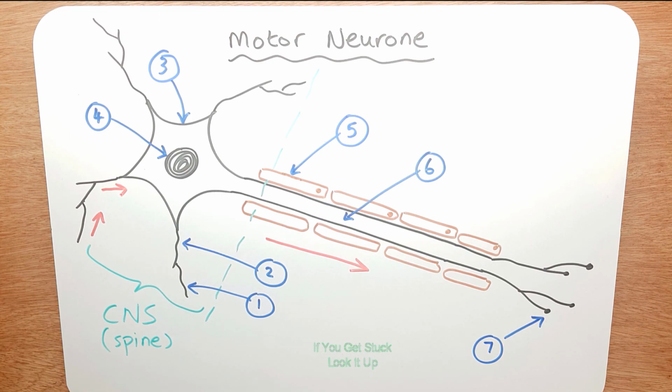And those are the two cells that you need to learn, the sensory neuron and the motor neuron, in detail.